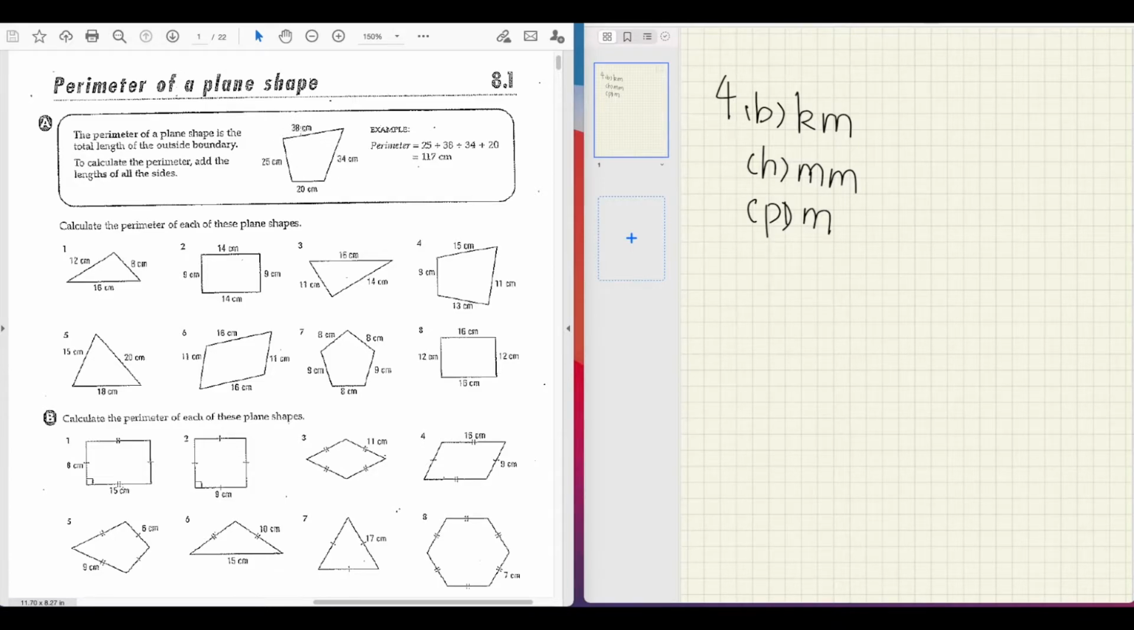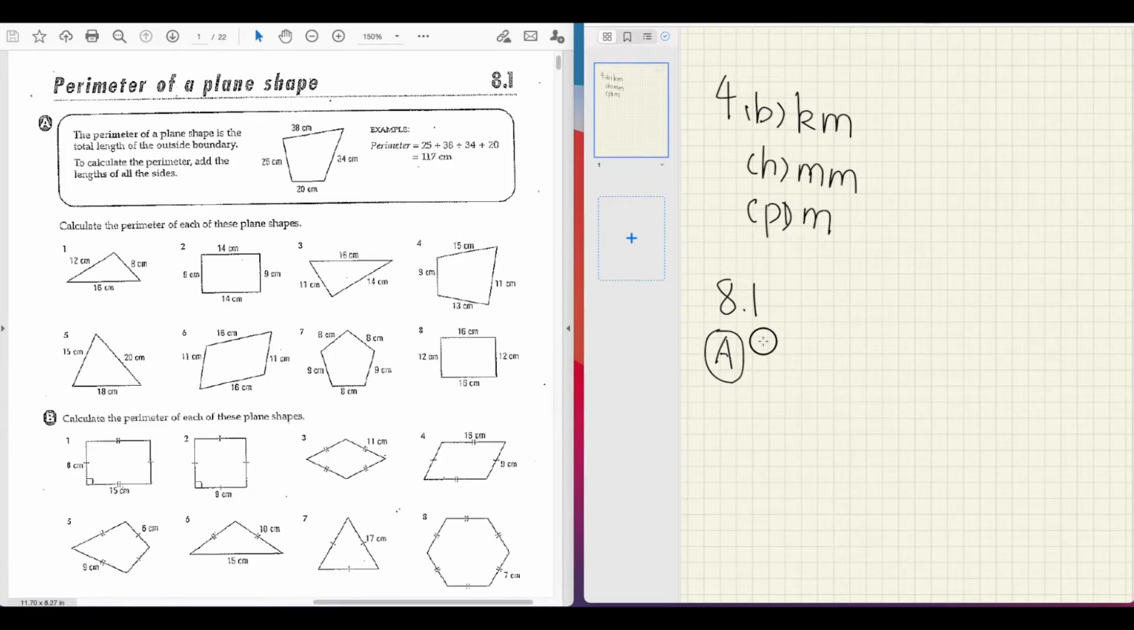So in this case, there's the 38, there's the 34, there's the 20, and the 25. We add these 4 numbers up, we get 117. Now, you can use a calculator for that if you want to. Or for some extra challenge, you can try to do it without a calculator. And lastly, make sure you write the units, okay? So let's just go through the first question, okay? So 8.1, this is A.